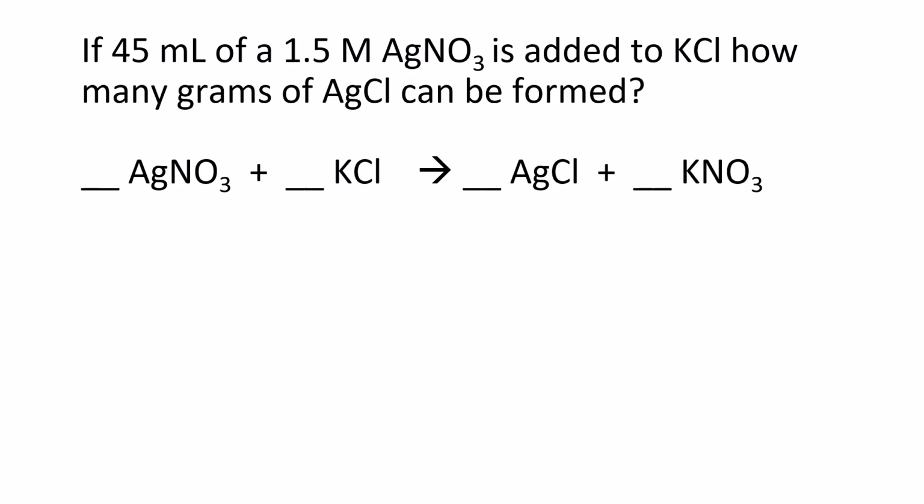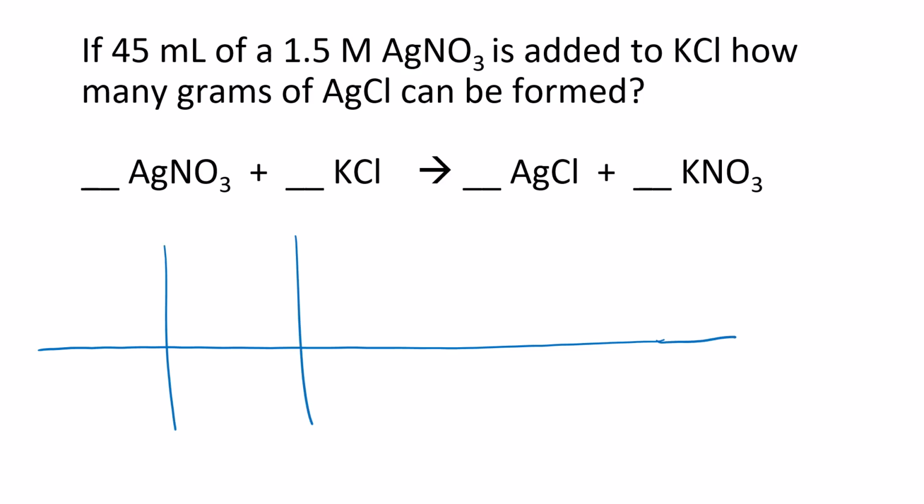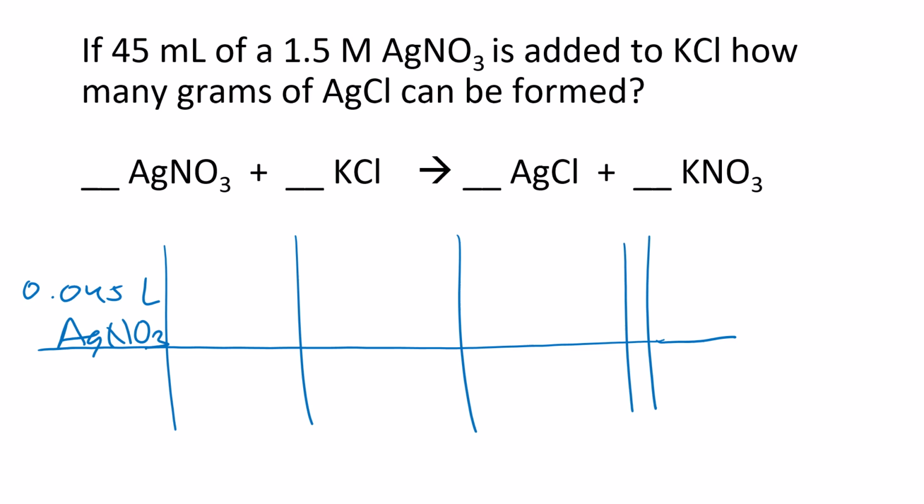45 mLs of 1.5 molar AgNO3 solution is added to KCl. How many grams of AgCl can be formed? So volume to grams is 4 steps, but remember that your volume needs to be in liters. So 0.045 L AgNO3 over 1. Looking at my coefficients, they're going to be 1, 1, 1, 1. 1.5 moles of AgNO3, and on the bottom 1 liter of AgNO3.